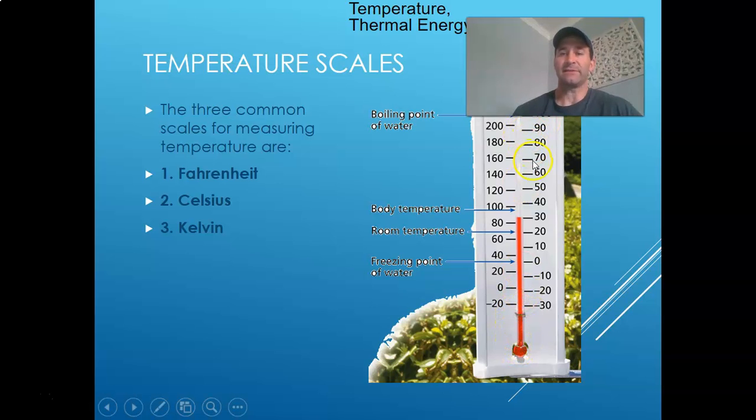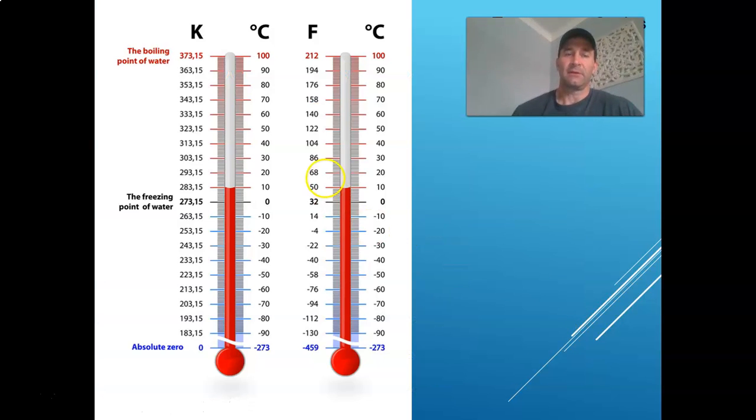Now for Celsius, different numbers. Water boils at 100. Body temperature is around 37 for a human. Room temperature, 21. Freezing point, 0. So, way different numbers. Here we have more scales: Kelvin, Celsius, and Fahrenheit. Kelvin and Celsius are metric. Fahrenheit is English.